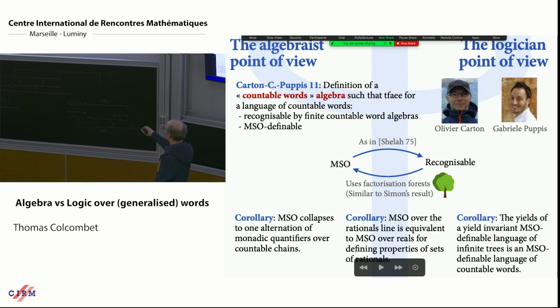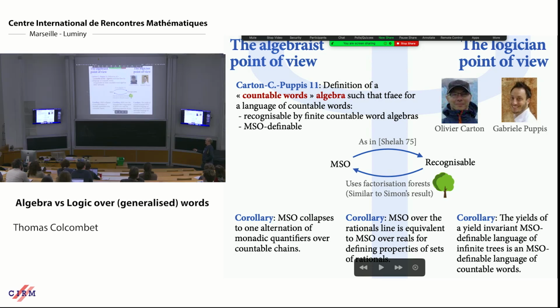And so from the fact that we could recover this back arrow, there were three open problems that were immediately solved. One was, you know that on finite words or even on omega, monadic second order logic collapses to one existential quantifier. This is not true for the rational line, for countable linear orders, but you just need one alternation of set quantifiers.